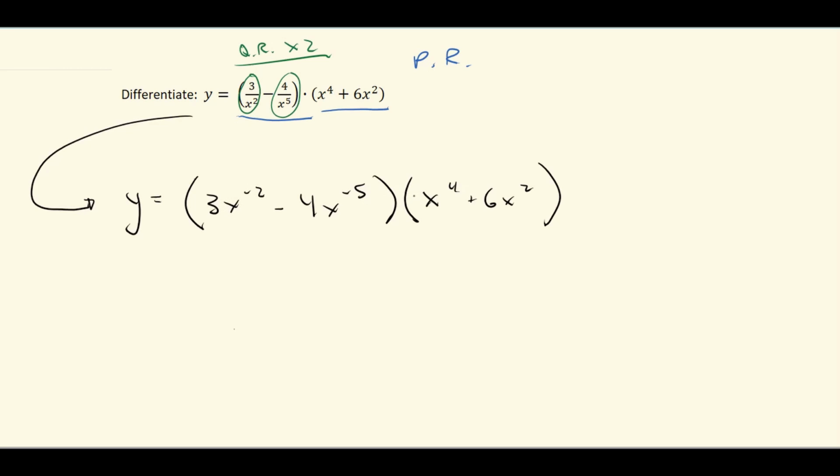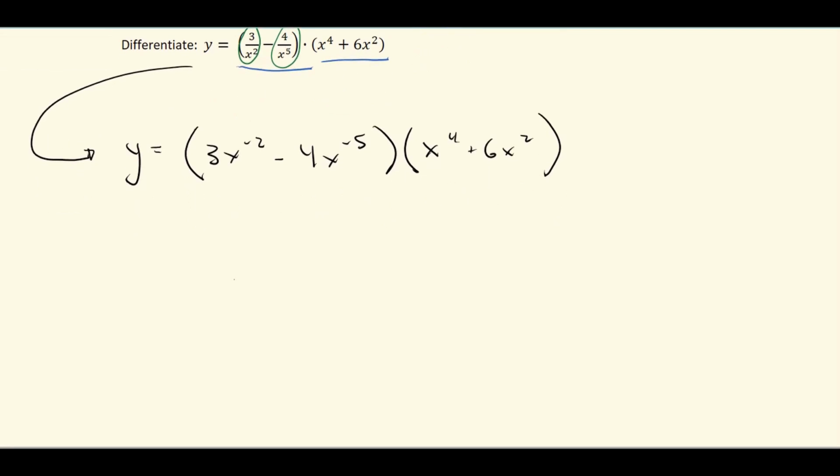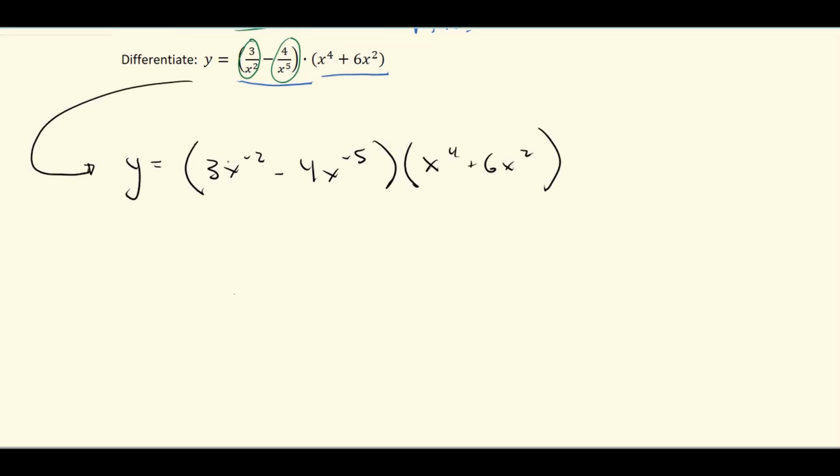Now we have a product rule, but we're also going to just avoid using that as well. We're just going to distribute these two binomials. We're going to use the FOIL method. And we're still not taking the derivative. We're just rewriting the function y.